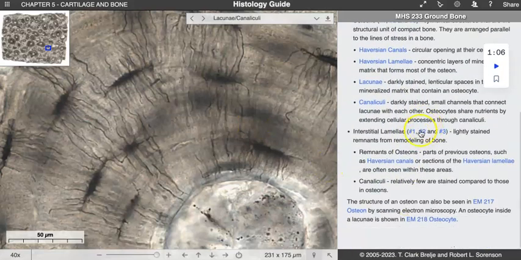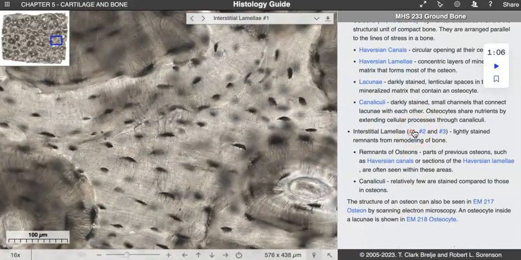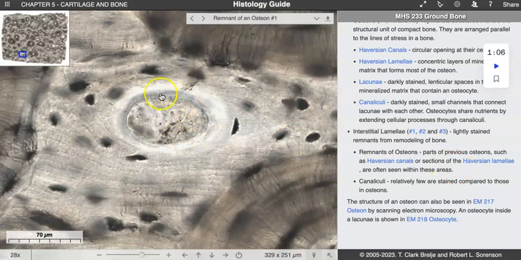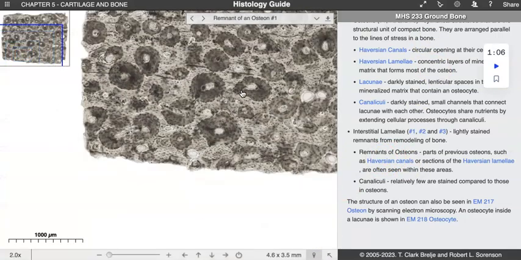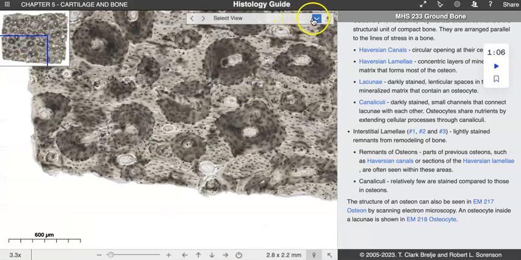Let's see what else. Interstitial lamellae. Look, they're going to show you that inner space. Remnants of osteons. You can see it is hazing out because other osteons are coming into the area. You do remodel bone and replace things, so sometimes there can be older osteons within the area. And again, you can absolutely go through this list over here and look to see what they have. There are other views that you can go to as well.